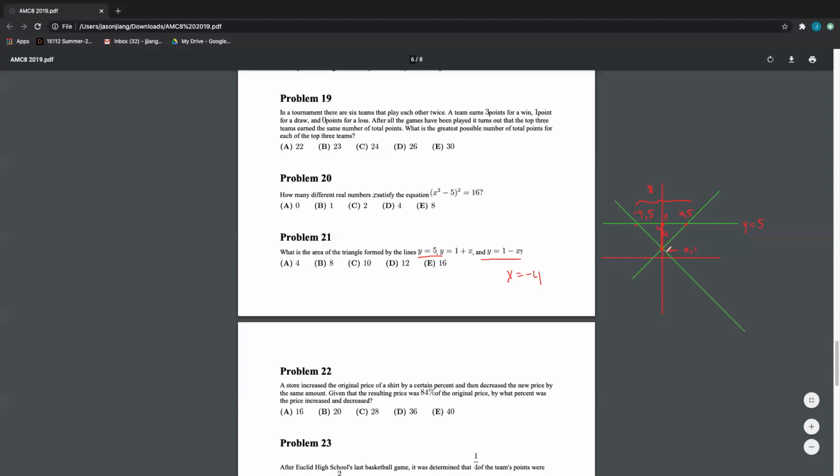We don't really care about the x coordinate. I mean, it's obviously going to be 0. But the y difference is what really matters here. So we can use base times height divided by 2, 8 times 4 divided by 2, which is 16.